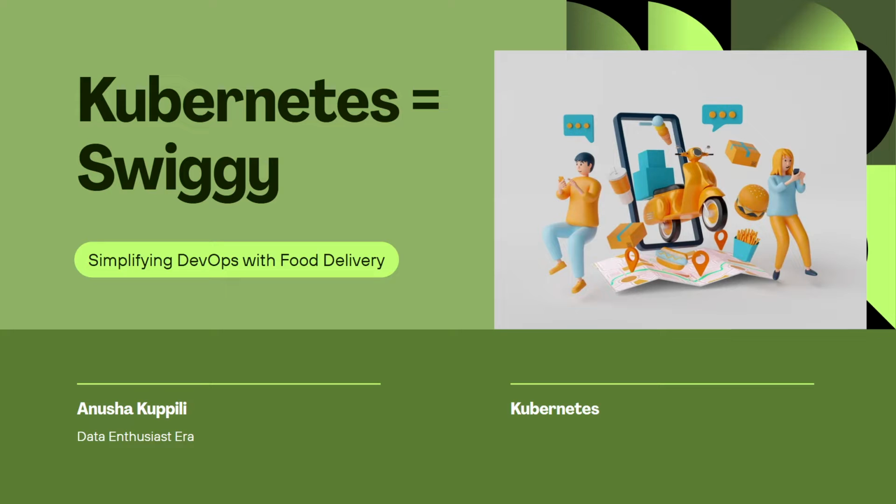Today we are going to see how Kubernetes is compared with Swiggy or Zomato. So I'm taking a food delivery app as an analogy. So let's get started.